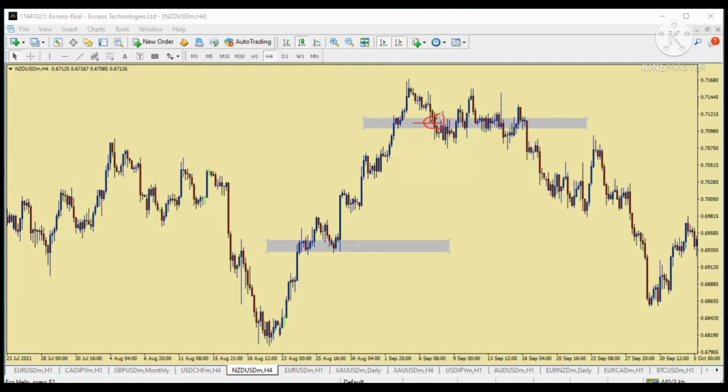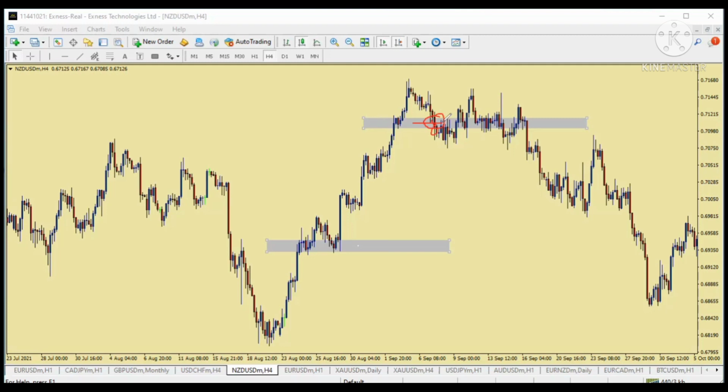If this support is broken, it's just like a house. You remove the pillars, it will collapse. So let's say the price has collapsed because these red candles here have closed below the order block. When it closes below the order block, it's no longer an order block. We now call it a breaker.